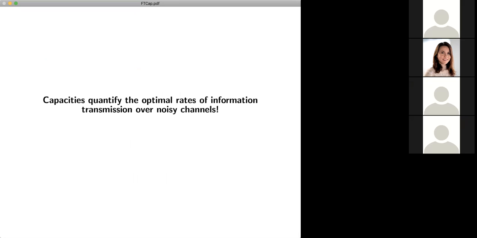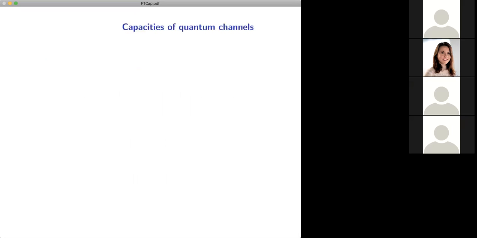Okay, so as you all know, maybe from watching the Shannon documentary that was shared, capacities quantify the optimal rates for information transmission over noisy channels. And in this talk, I will focus on capacities of quantum channels. And let me review some basic terminology here. So the goal is to transmit classical or quantum information over a quantum channel T.